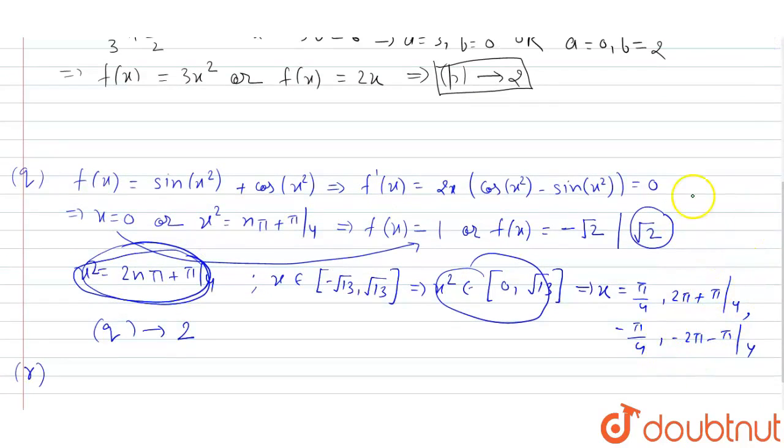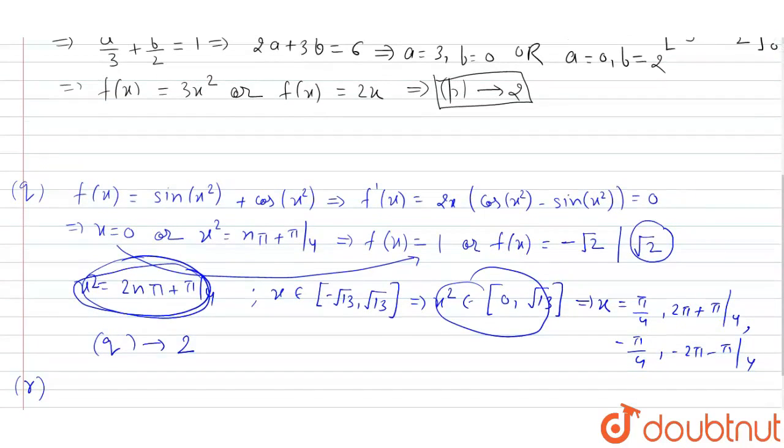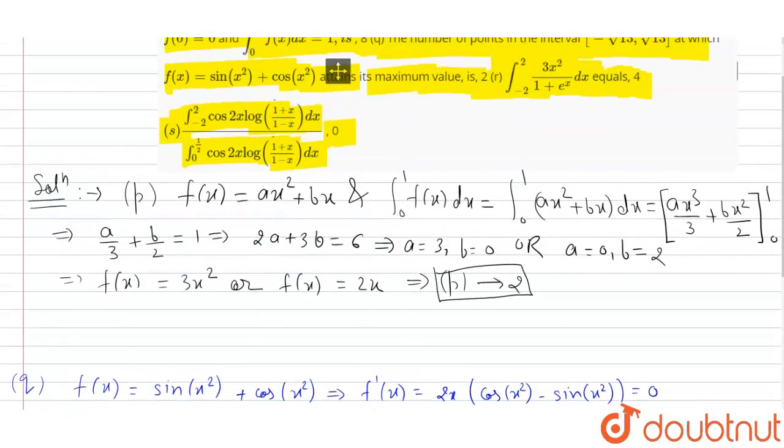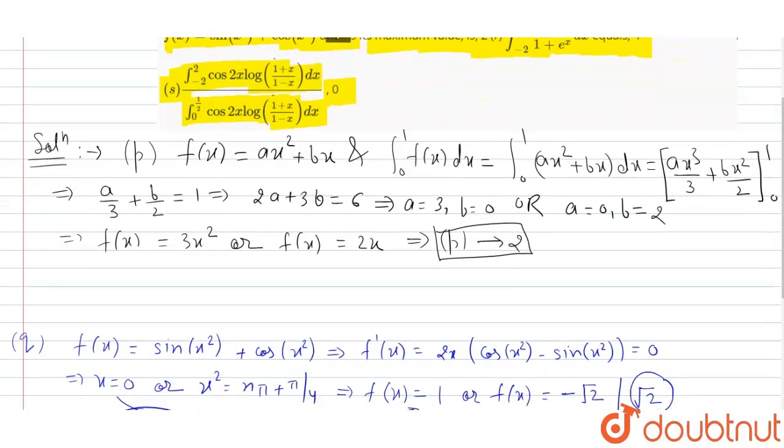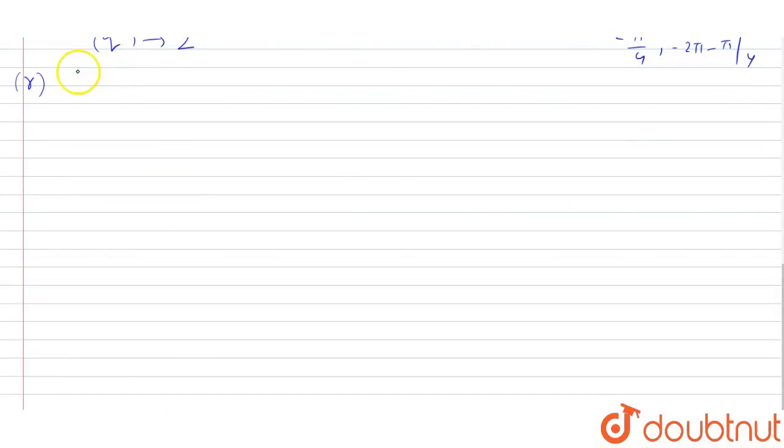The third entry says integration of 3x square upon 1 plus e raised to power x from minus 2 to 2. From minus 2 to 2 we have to find the integration of 3x square upon 1 plus e raised to power x. Let us try to solve this also. So let I be equal to the integral from minus 2 to 2 of 3x square dx upon 1 plus e raised to power x.